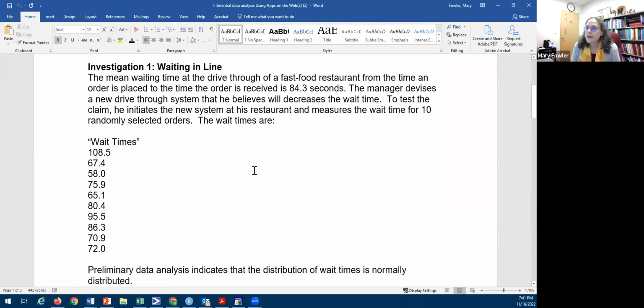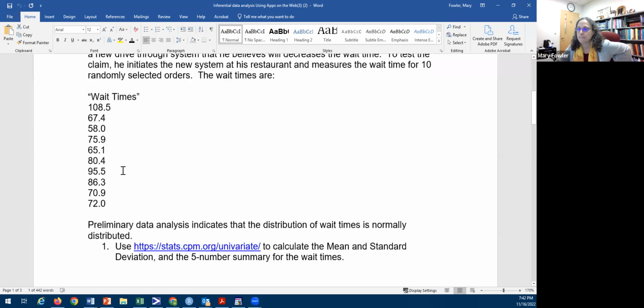The mean wait time at a drive-through of a fast food restaurant, from the time the order is placed to the time the order is received, is 84.3 seconds. A manager devises a new drive-through system that he believes will decrease the wait time. To test the claim, he initiates the new system at his restaurant and measures the wait time for 10 randomly selected orders. Here are the wait times.